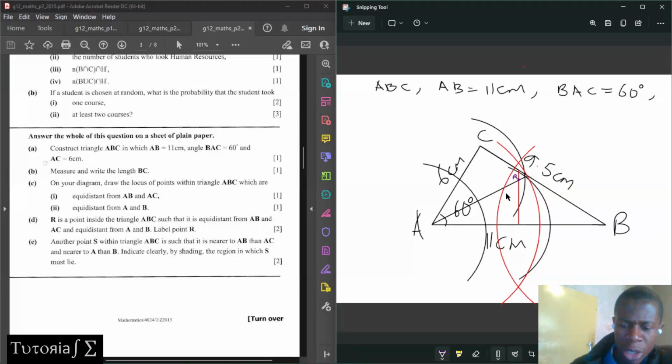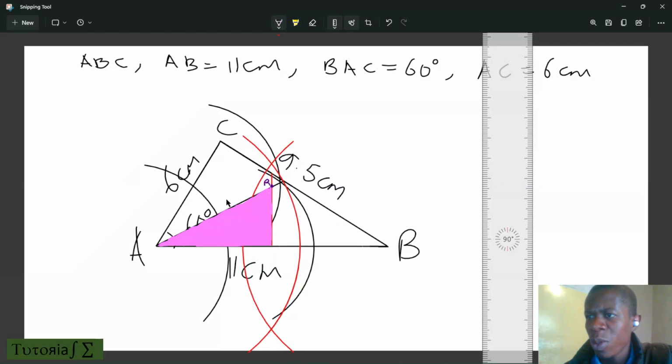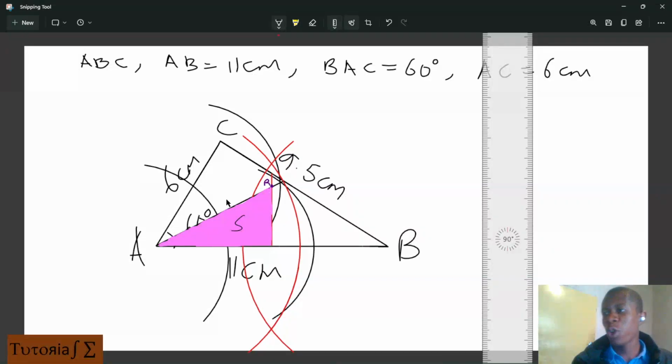Let me shade out the triangle. All right, so that would be the region where S would lie. So that is where the point S would lie. So this is how you were supposed to work out this problem.